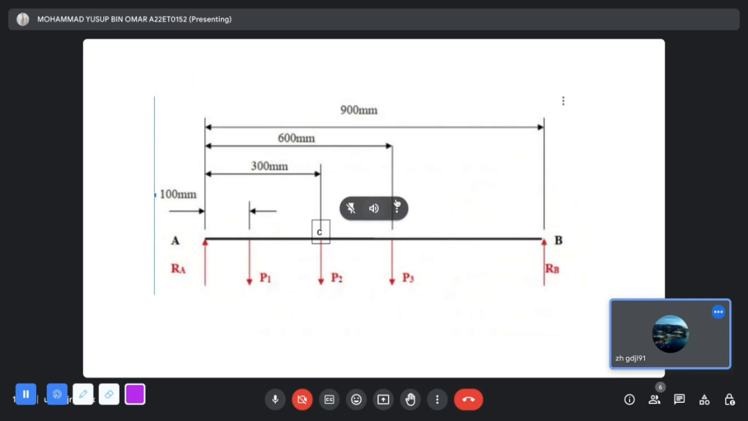So here is the C part, which is the bending part, and then P1, P2, P3 are the places where we put the load hanger, and RA and RB are the fixed supports.